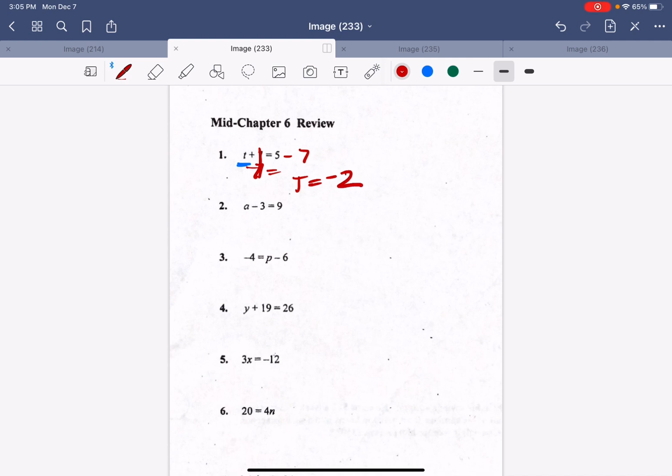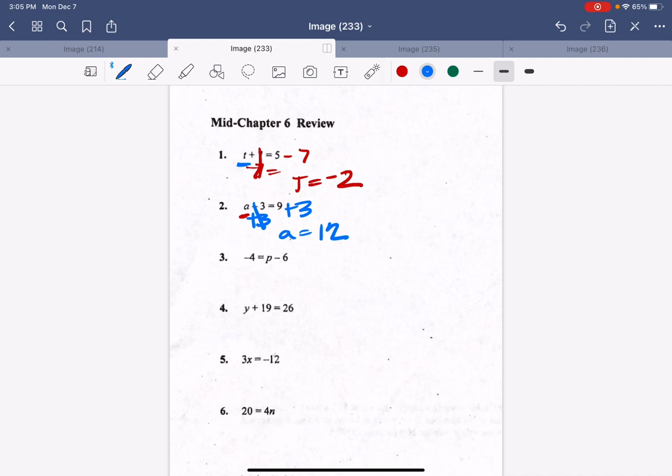Okay, next, number 2, a - 3 = 9. So again, on this one, we want to do the opposite, get a by itself. So I need to add 3 to that side to get rid of that, and then I'm going to add 3 to the other side, so a = 12.